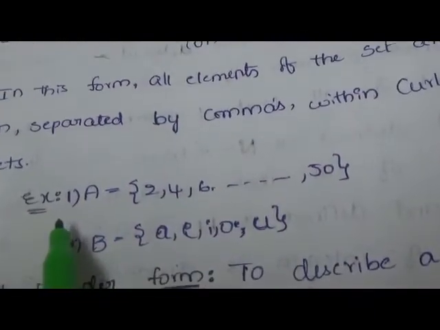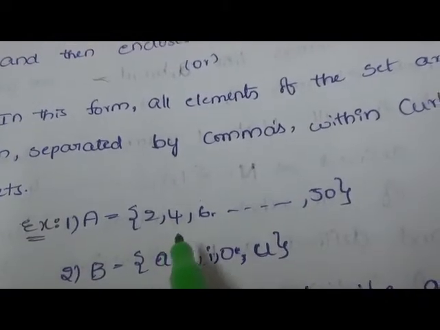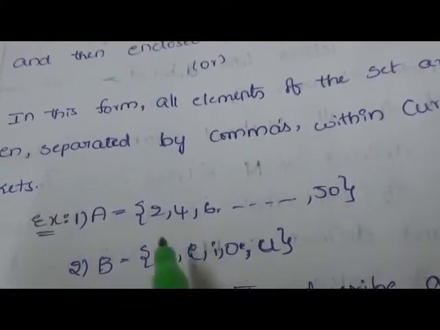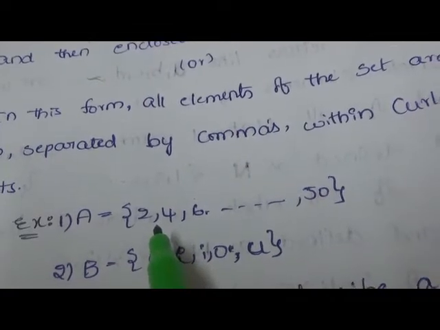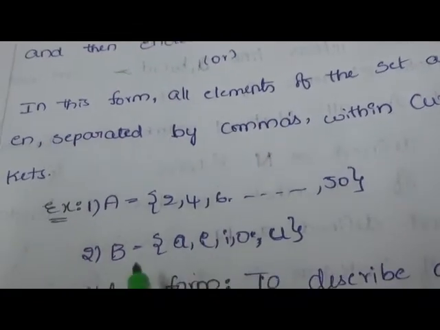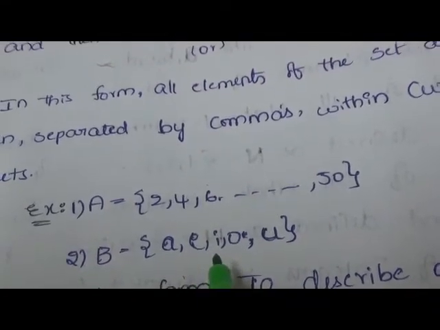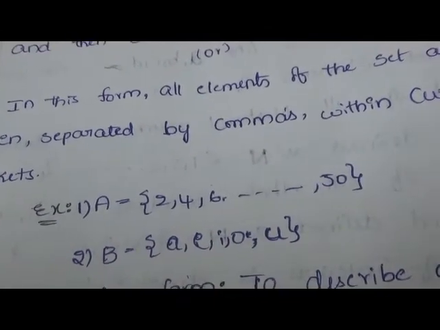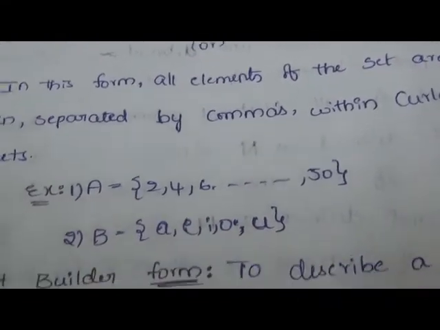For example, A = {2, 4, 6, and so on up to 50 or 60}. Here all the elements are separated by commas. The second example is B = {a, e, i, o, u}, where all the elements are separated by commas. These two are the examples I am giving for the roster form or listed form.